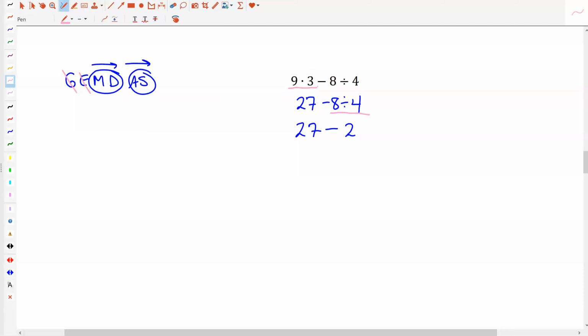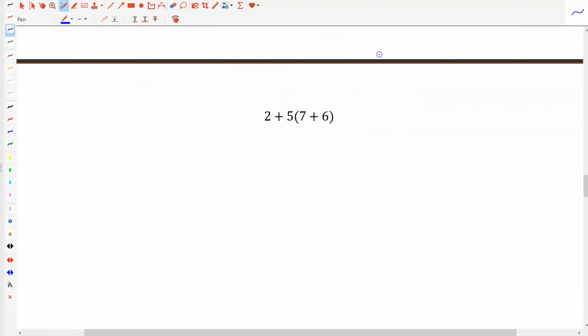All right, so finally on this part, I no longer have any multiplying and dividing, so I'm done with that step. So now I'm on my adding and subtracting. 27 minus 2 is 25. So that's my final answer for this problem. Again, I have this nice little funneling action, each line getting a little simpler.